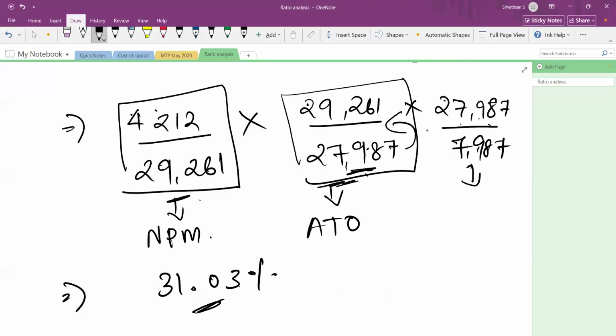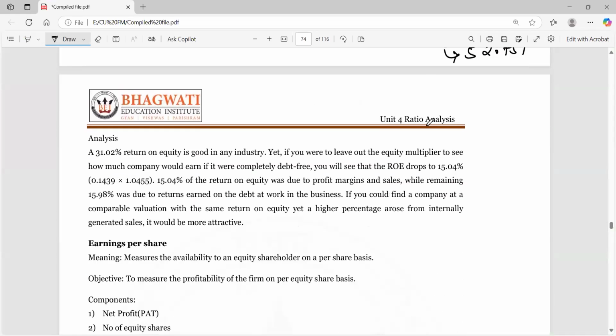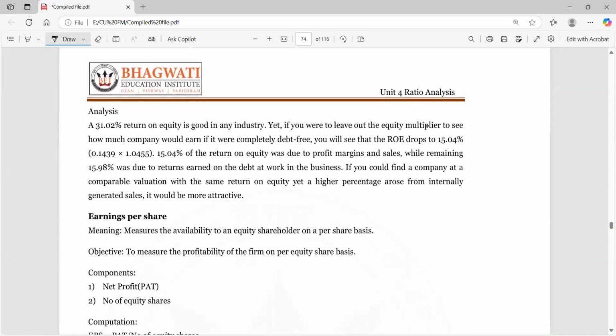For generating more profitability, the company has to work. For generating more asset turnover, the company has to work. But for this third part of the formula, the company need not work. They can employ more and more debt, and thereby they can magnify their return on equity. So now look at this analysis, you will be able to understand. A 31.03 return on equity is good in any industry. Yet, if you were to leave out the equity multiplier to see how much the company would earn if it were completely debt free, what they're asking us to do is remove the total debt component.